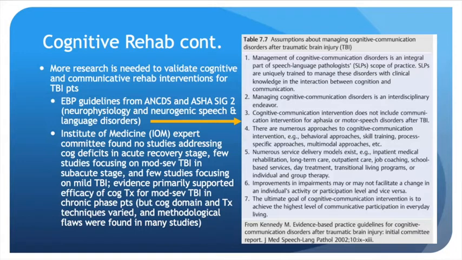And there was an Institute of Medicine committee that found a lack of studies on cognitive communication rehabilitation interventions. And the majority of the evidence supported the efficacy of cognitive therapy for moderate to severe TBI in chronic phase patients. But there were a lot of different techniques that were tried in the various studies, and there were methodological limitations and flaws. So even this research was not necessarily high quality, and it wasn't homogeneous in terms of the techniques that were examined. When we're looking at acute recovery stage and subacute stage, there's not a lot of evidence, unfortunately. So more research is needed.